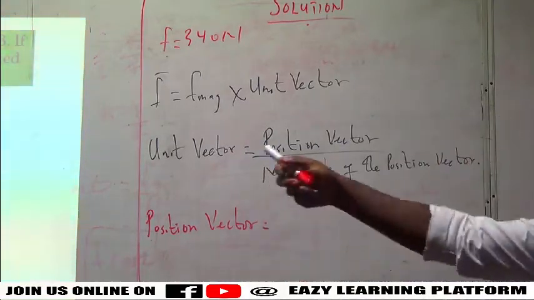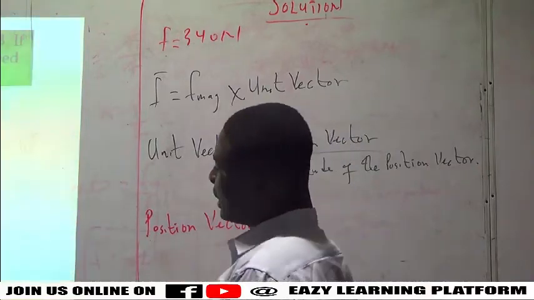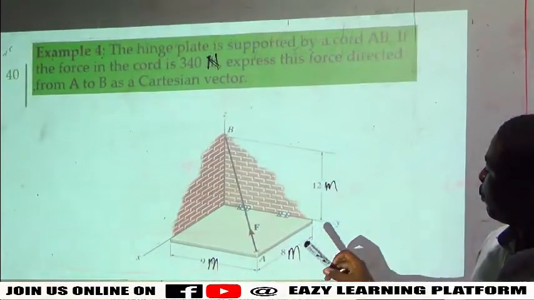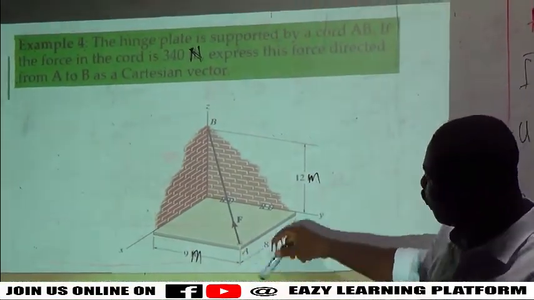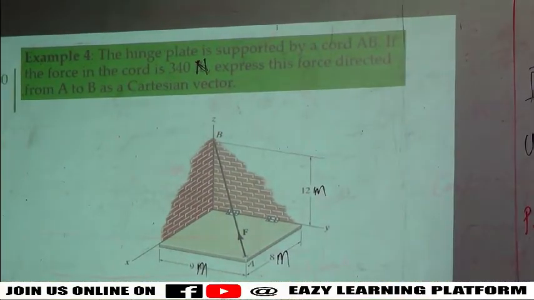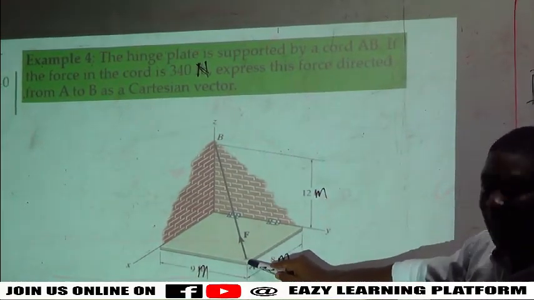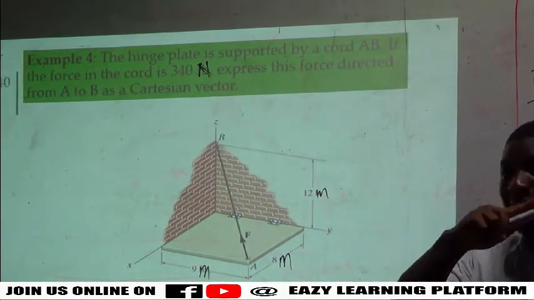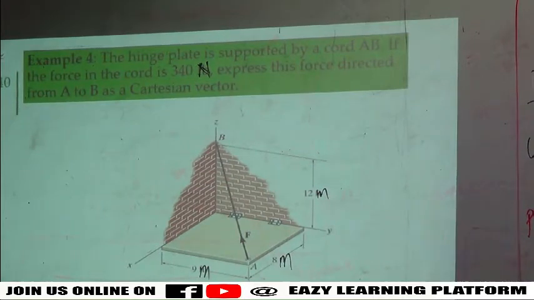In our figure given below, what will be the position vector? Now you are going to move. Now the force is moving from A to B. That is the direction of the force. So now you are going to move from A along the Cartesian to B. And that will give you your position vector.